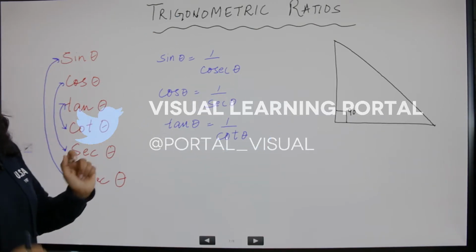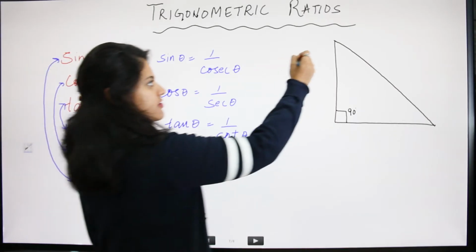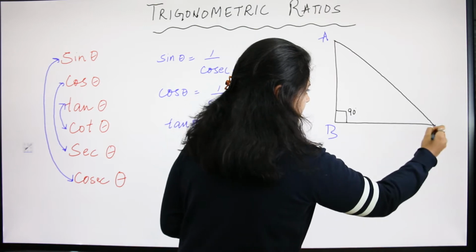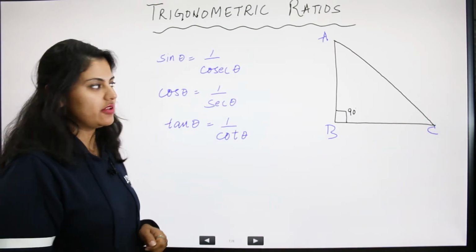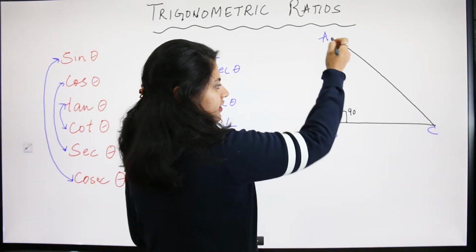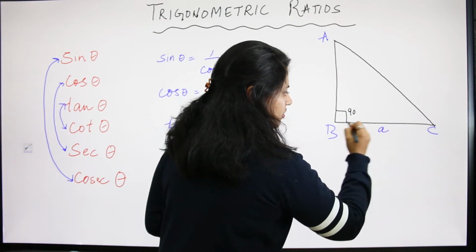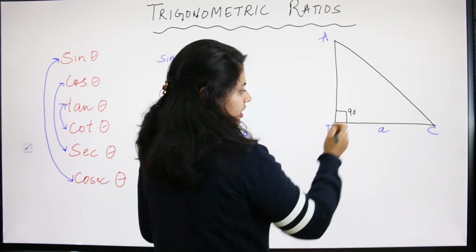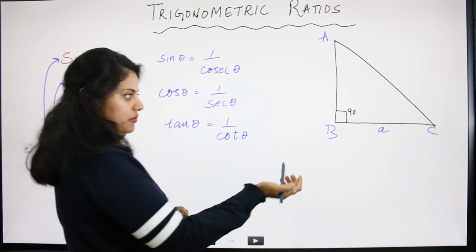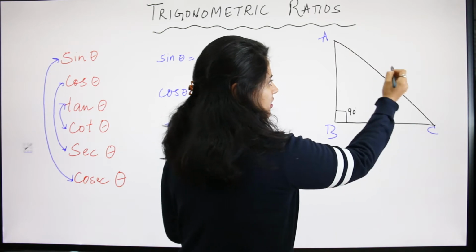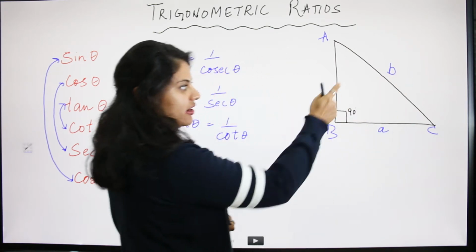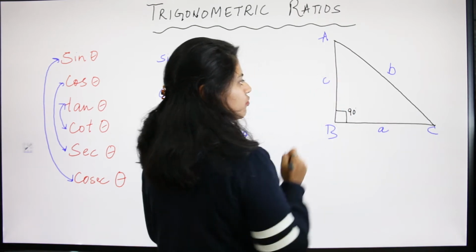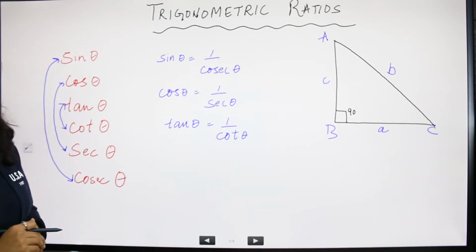Now for the 90 degree triangle, let us assume the angles are A, B and C, and the sides are named by small letters. If this is angle A, then the side in front of it is small a. If this is angle B, then the side length is taken as small b, which is exactly in front of that. Similarly, if this is angle C, then this side is small c. We can assume that.